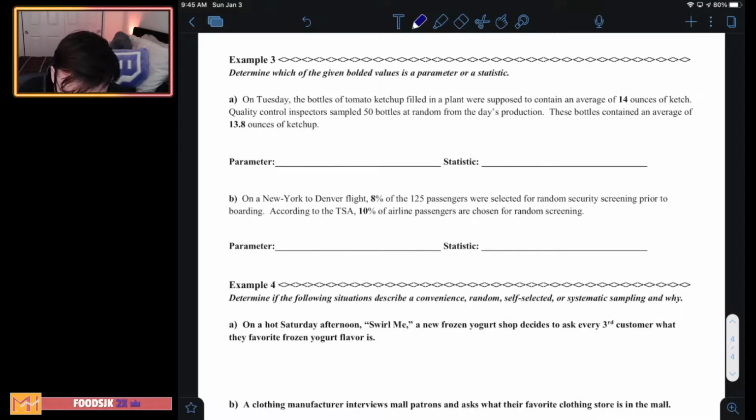Okay, so you answered the question. The population here is the total, on Tuesday, all of the bottles that were filled in a plant, right? That is the population. There were a bunch of bottles of ketchup created, but the inspectors simply sampled 50 bottles. So there were thousands of bottles made, but they sampled 50. So what is the parameter?